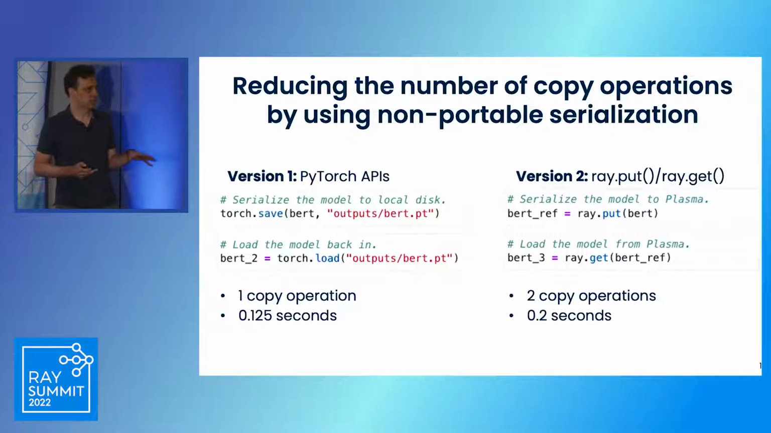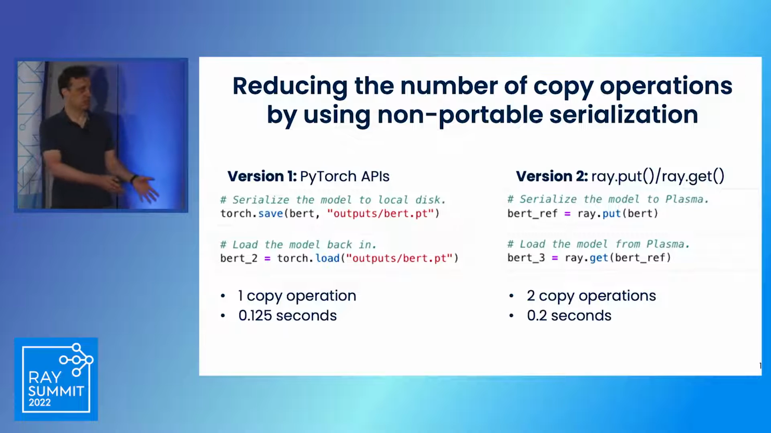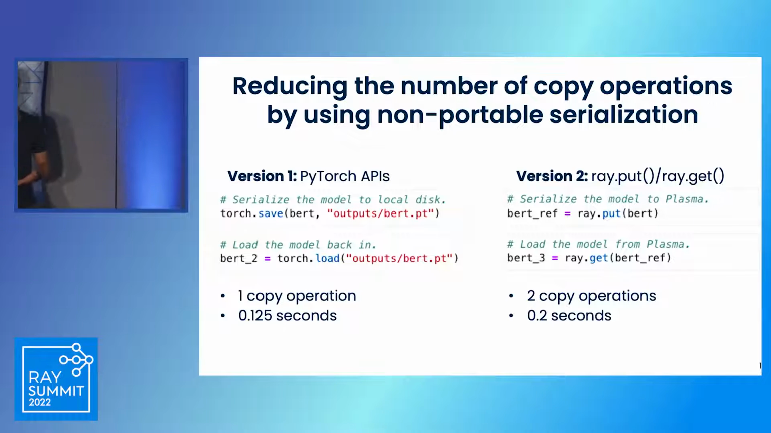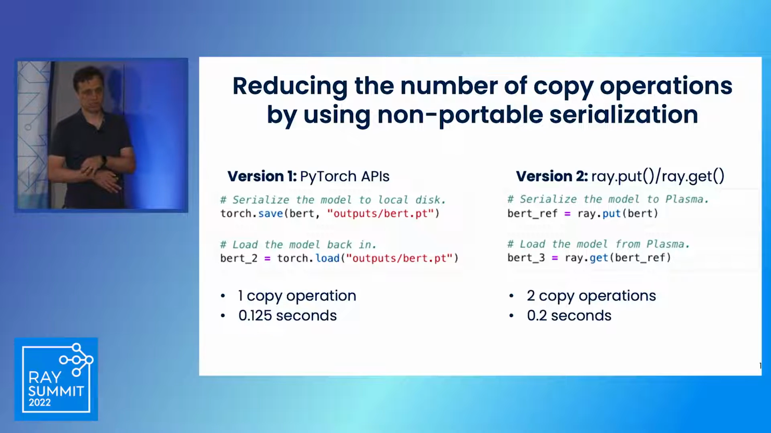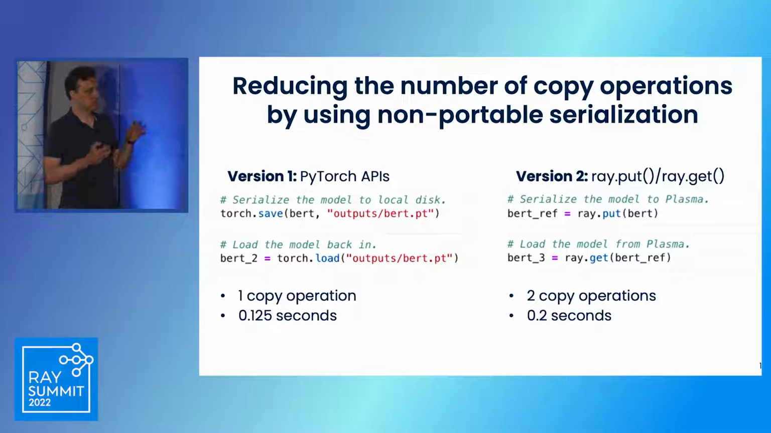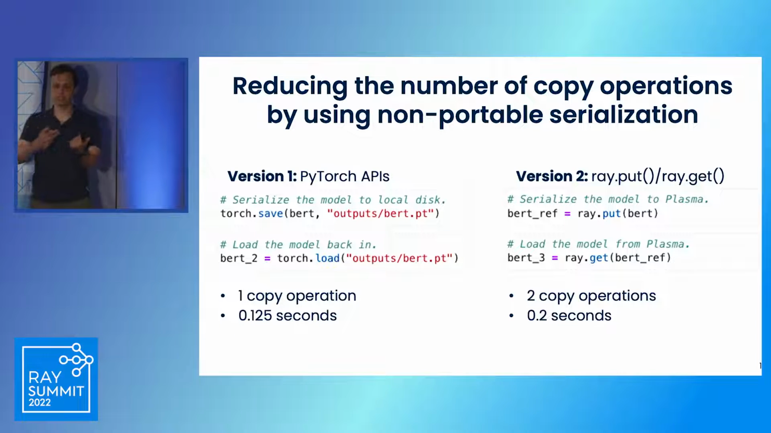PyTorch has a somewhat ill-documented way to do this. If you load the model with the portable way and then save it with torch.save, and then reload it with torch.load, you will hit a fast path within PyTorch that lets you load this model with one copy operation of the weights. And that gets you down to 125 milliseconds for the loading time. You can do something similar on top of Ray by serializing the model to Ray's Plasma in-memory object store and then deserializing it.